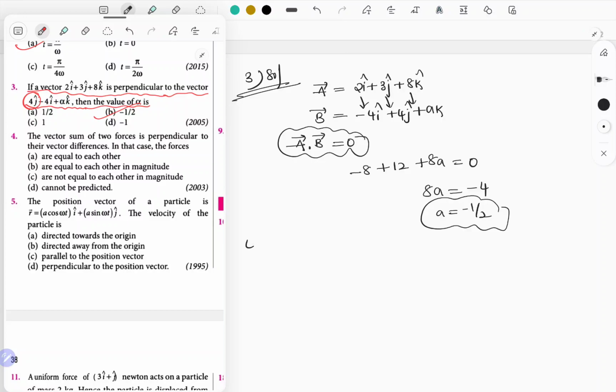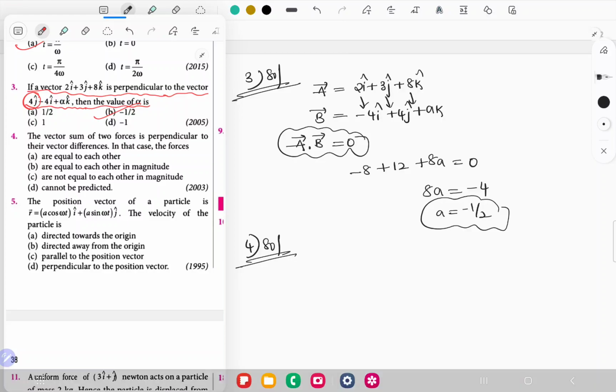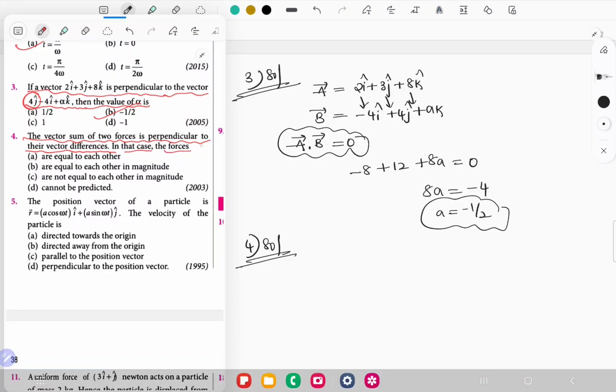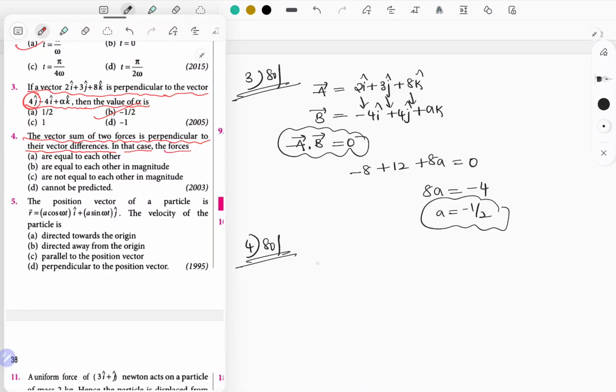One more question. The next question is also of the same model, based on dot product. They said the vector sum of two forces is perpendicular to their vector difference. Okay, the vector sum is perpendicular to the vector difference.